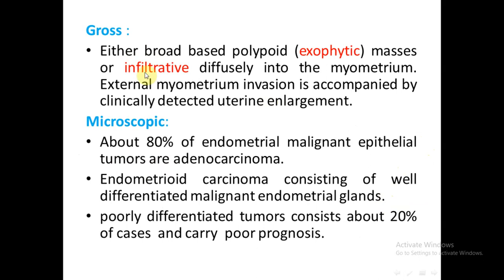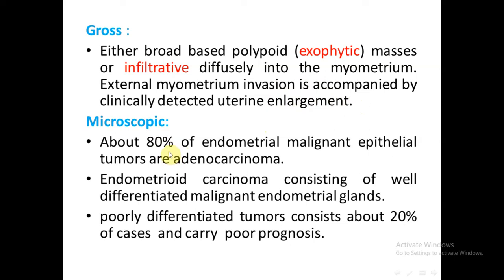Grossly, we have two main types, either exophytic, which is polypoid type, or infiltrative ulcerative type to the myometrium. Clinical presentation commonly is abnormal uterine bleeding, menorrhagia, or postmenopausal bleeding in postmenopausal women. Of course, the uterus is not palpable clinically unless there is invasion of myometrium.